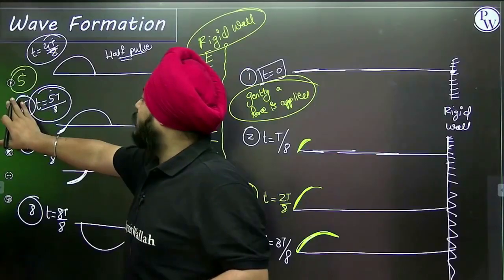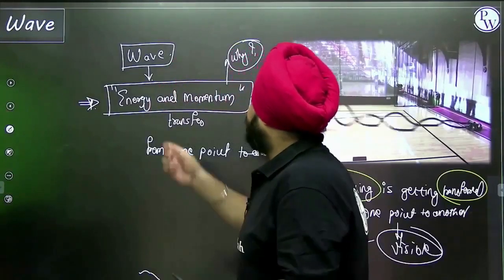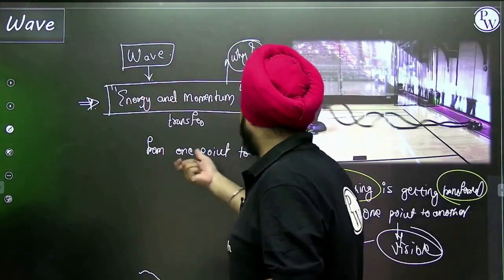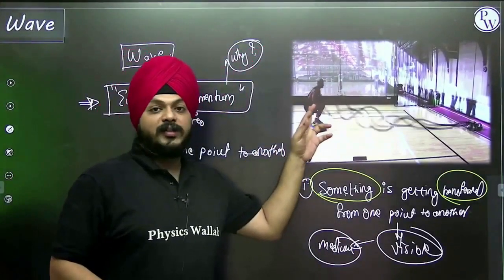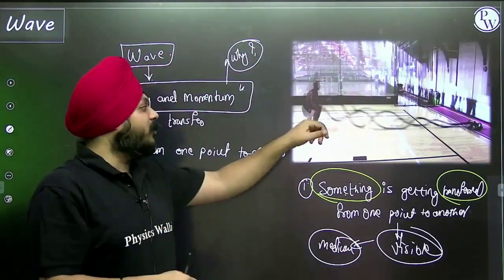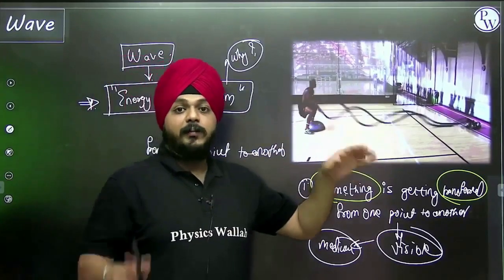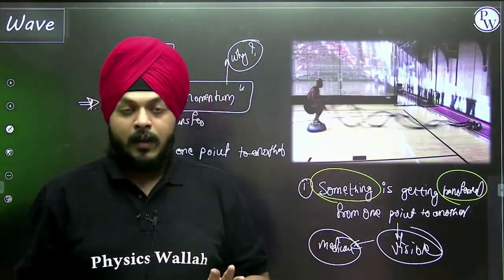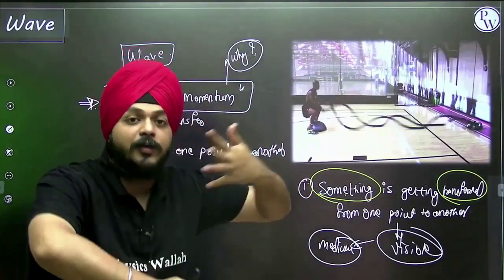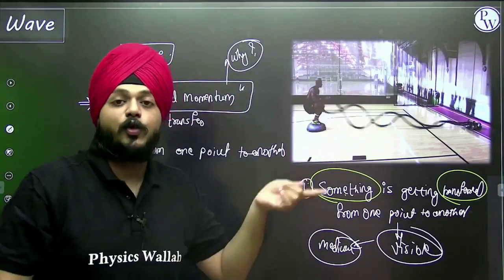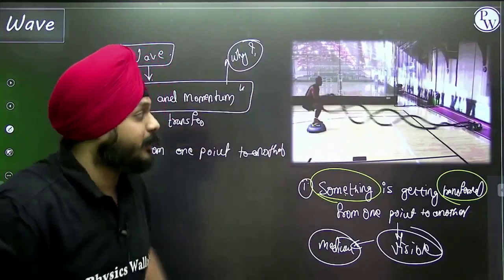See, again I'm showing the first slide of this presentation. The energy and momenta transfer from one point to another point. See here, the person in the gym is not applying a gentle force. But here, what happens? Again, one point is missing. Here, we saw the formation of the wave. Now, I'm going to talk about the wave propagation.